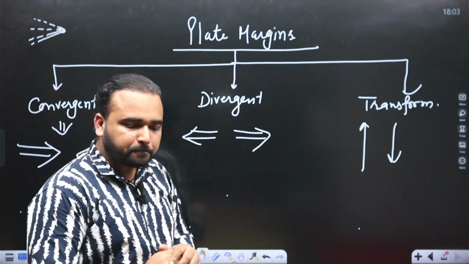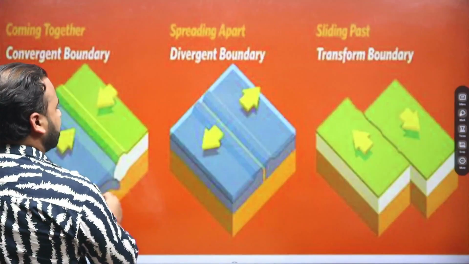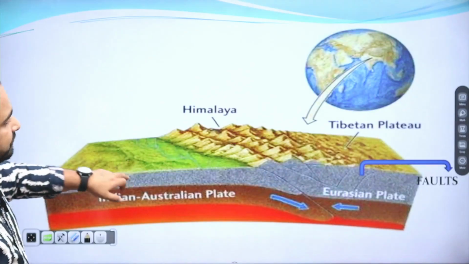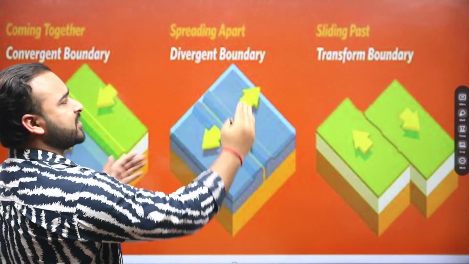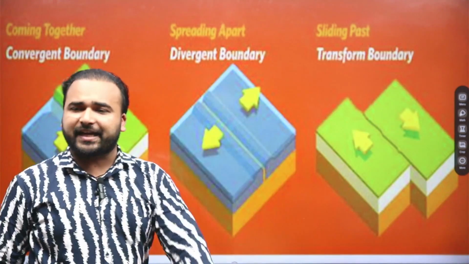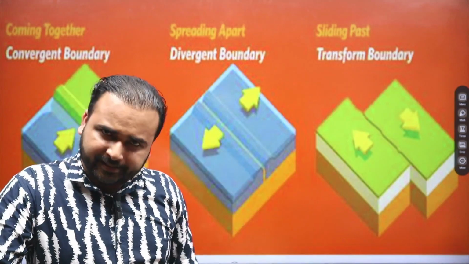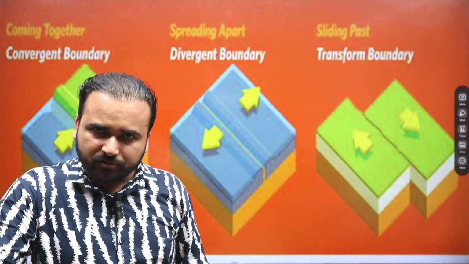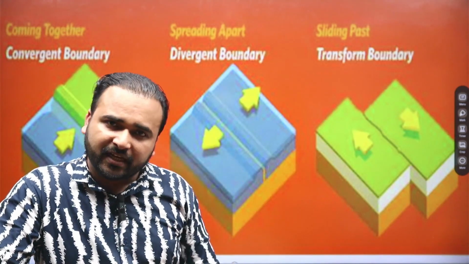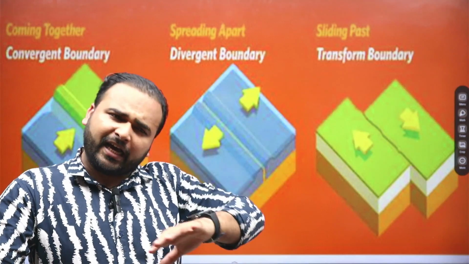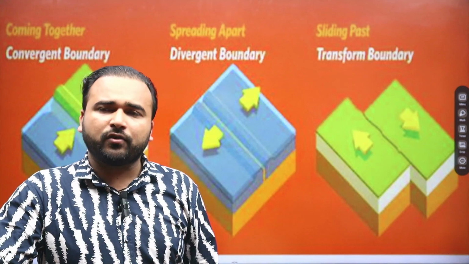So simply these margins are like this: convergent, divergent, and transform side by side. We will discuss all the processes in the next class. These are for basic knowledge, and every advanced thing we will discuss later. So that's all for this class.